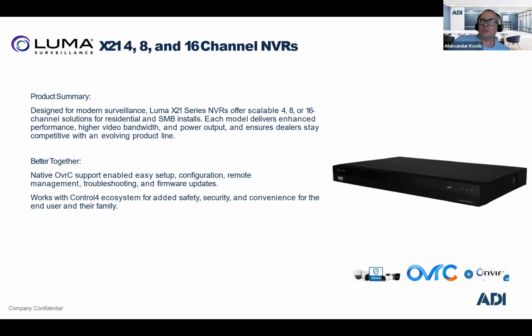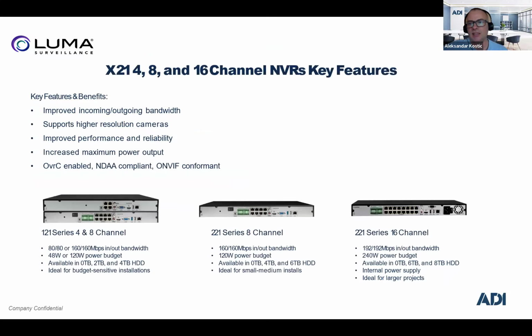Regarding the NVRs, we have next generation NVRs ending with one, like X21 NVRs available. The most important improvement over the X20 NVRs is that they double the throughput available when recording video to the NVR. So generally that means that with those NVRs, you can record more cameras at the same time with high video resolutions. For example, previously on the X20 NVR, we had a maximum throughput of 80 megabits upload and download. Now we have 160, so it is doubled compared to the previous X20 generation.